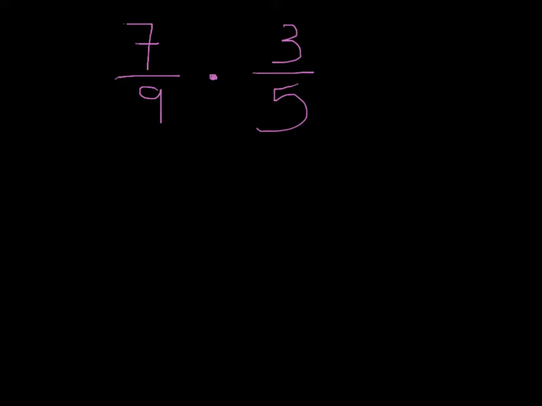When multiplying two fractions together, you no longer have to get a common denominator. All you have to do is multiply straight across. We get to multiply our two numerators together, and then multiply the two denominators together, and then we'll simplify the fraction. So 7 times 3 is 21. 9 times 5 is 45. So we have that fraction that we need to now simplify.